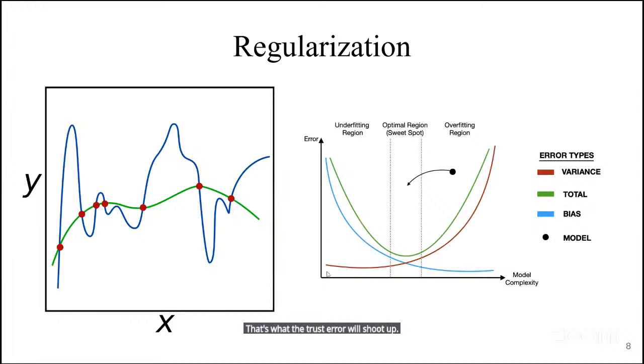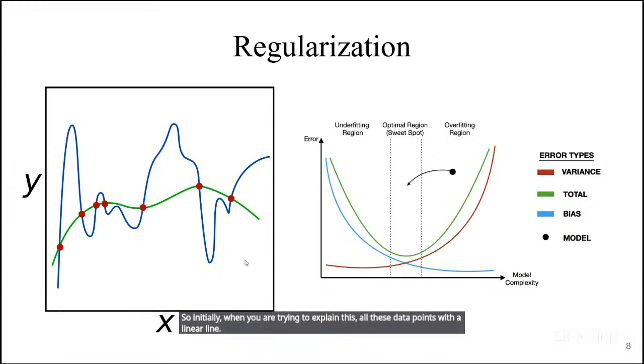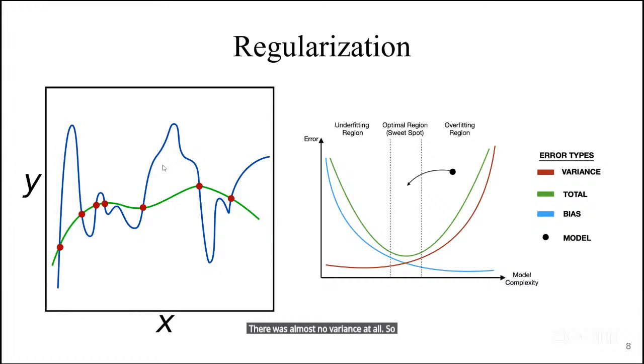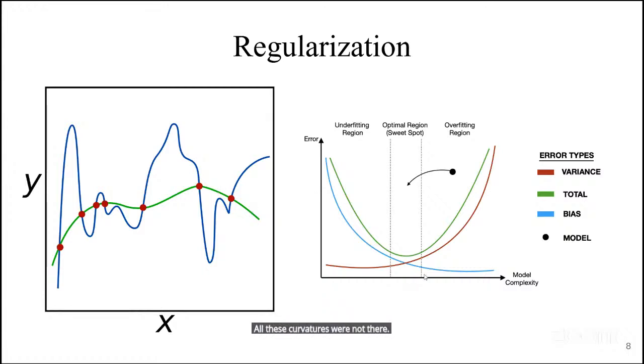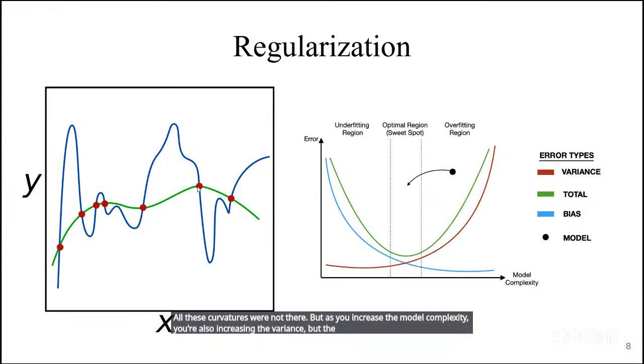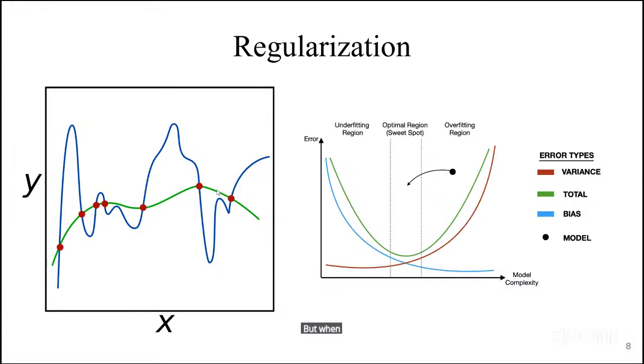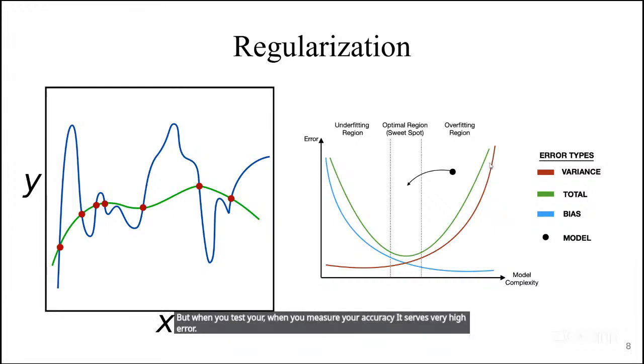Now, what are these plots? This is a bias versus variance plot. Initially, when you were trying to explain all these data points with a linear line, there was almost no variance at all. There was not much zigzag movement. All these curvatures were not there. But as you increase the model complexity, you are also increasing the variance, while the bias is becoming zero, which means the error is getting very close to zero. But when you measure your accuracy, it shows very high error. That's what variance is.